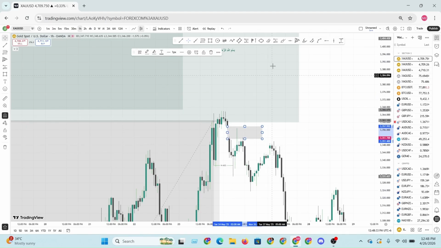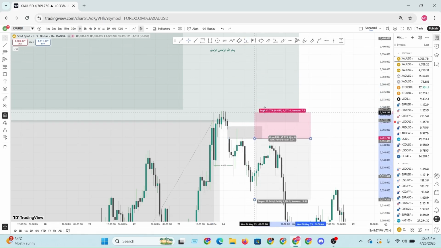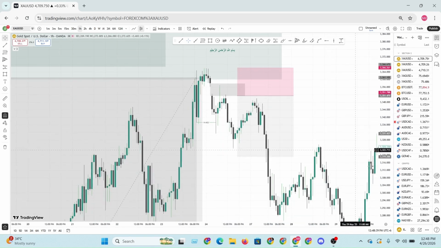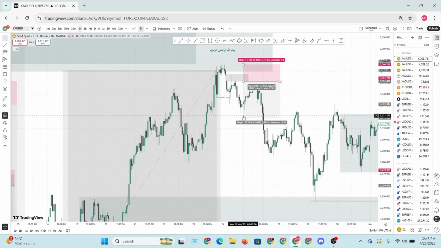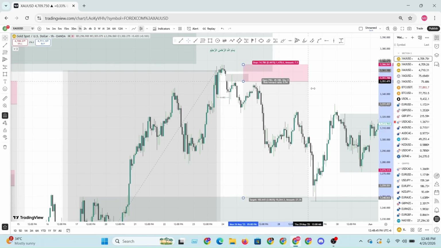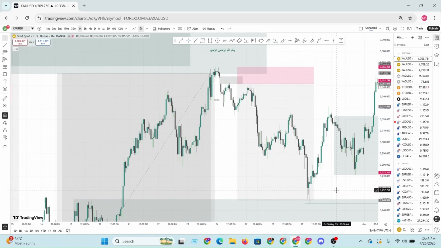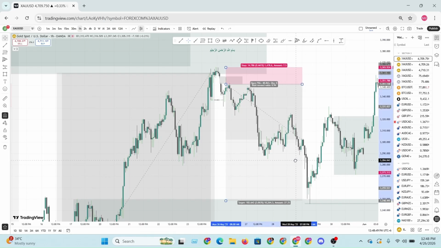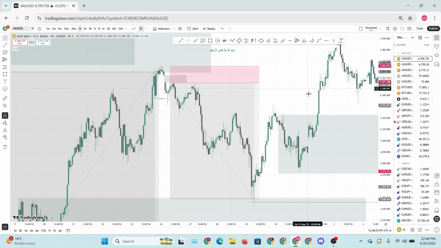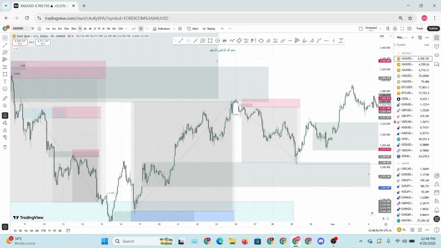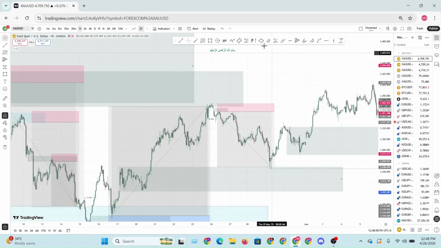So this is the volume imbalance. We took entry from here, set our SL here, and wait for another order block. And from this order block, we'll again wait for the MSS.